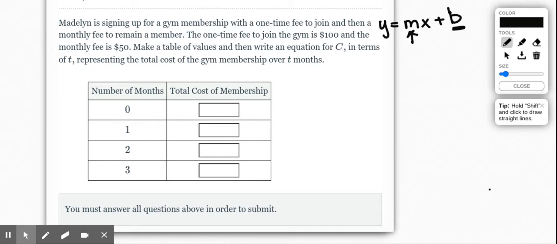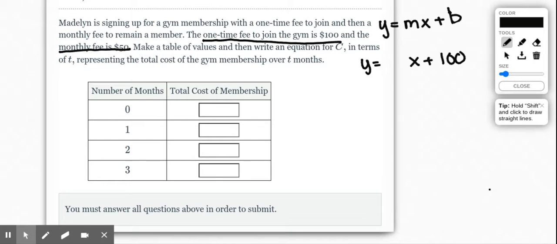Okay. So let's look at this problem again, maybe underline some information. It says the one-time fee to join the gym is $100 and the monthly fee is $50. Well, a one-time fee, you're only paying it once. It's your initial price that you have to pay. So that is your b here. So y equals mx plus 100. So our b is the $100.